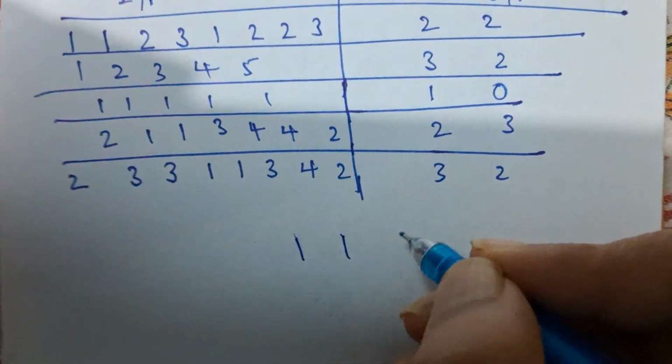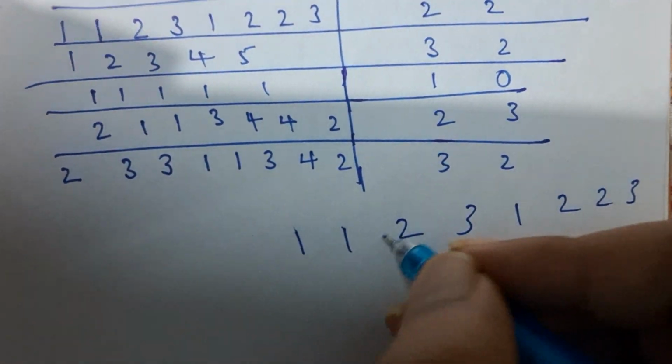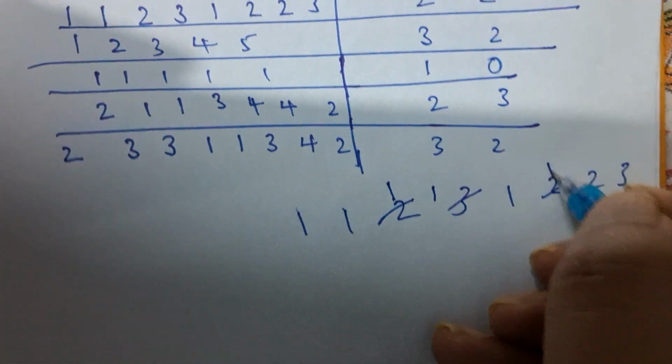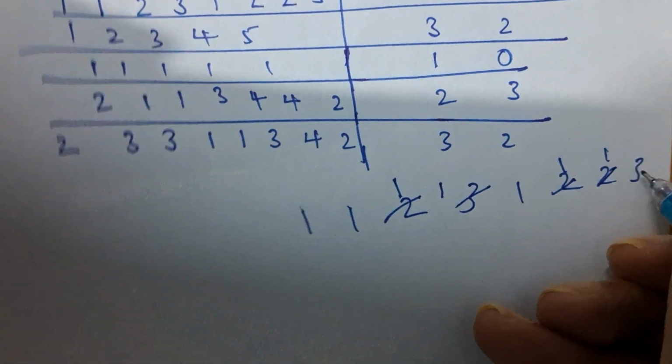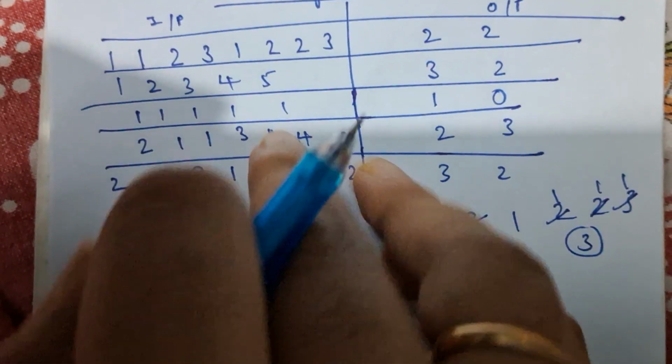So if we check for one over here, at the beginning, let me write it over here: 1 1 2 3 1 2 2 3. So 1 at the beginning covers here, and this is also adjacent, so it covers here and here, and then it covers here, then it covers here. So by 3 units of time it covers the whole thing.